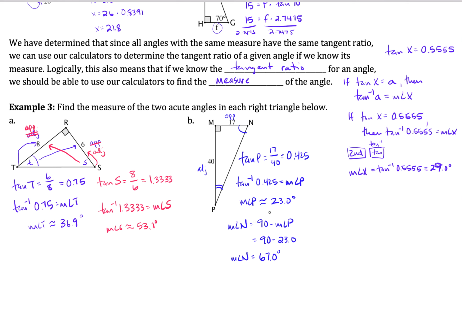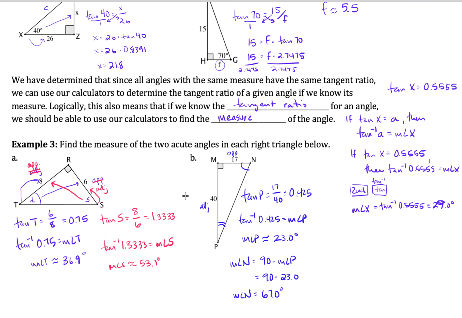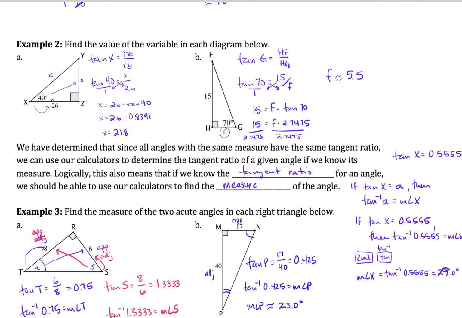And so you can see this idea of a tangent ratio, and the fact that all angles with the same measure have the same tangent ratio, can allow us to do some interesting things. When we know some side lengths and want to know an angle measure, like in example 3, or in the case of example 2 up here, when we know an angle measure and one side, we can use tangent ratios to find that other missing side. So hopefully this stuff makes sense to you.